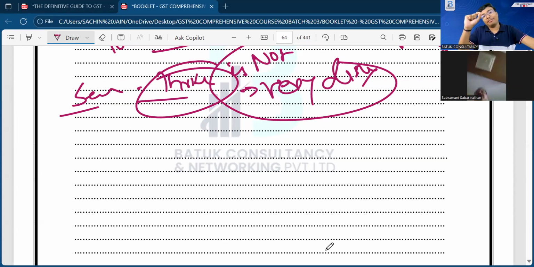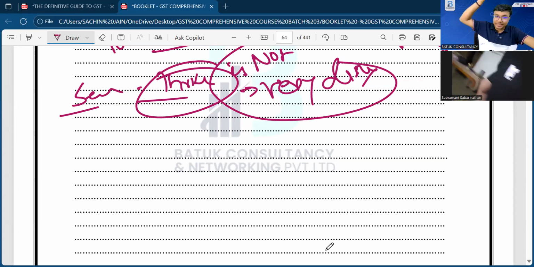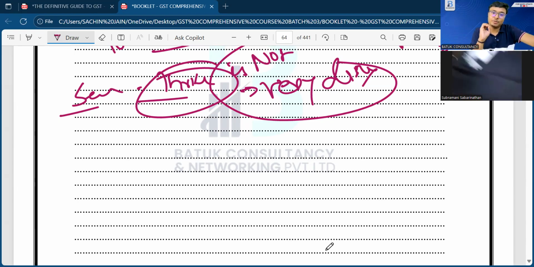Sir, the flat case we'll discuss. We have a separate concept of contractor. Just give me 5 to 7 days. We'll discuss that concept as well. Sir, IGST maximum rates are 5%, 12%, 18%, 28%.